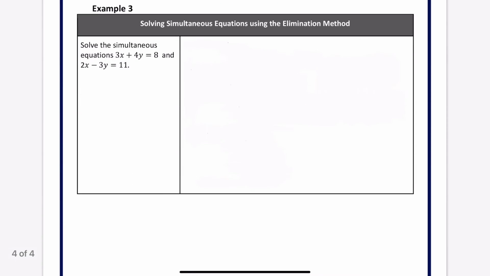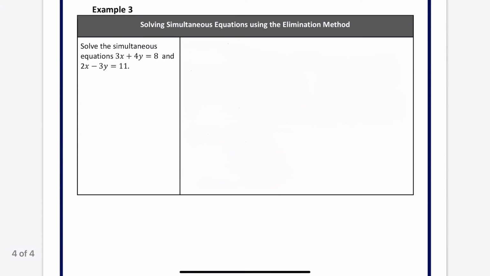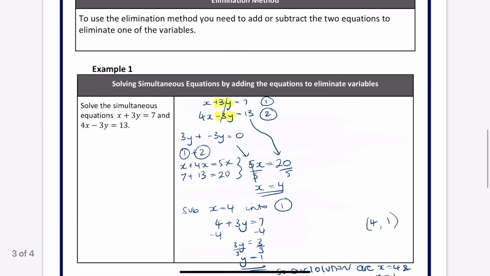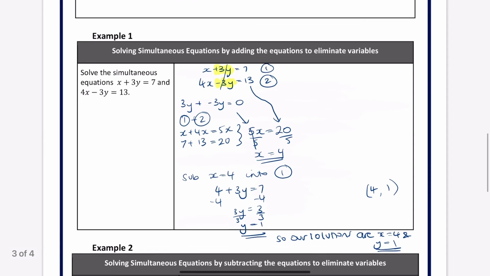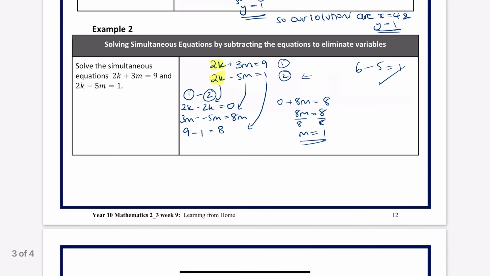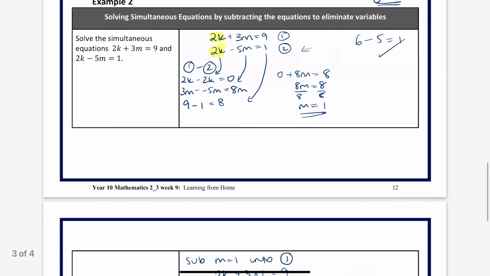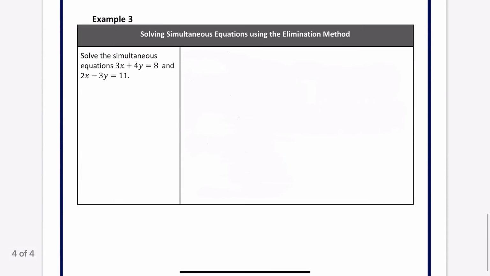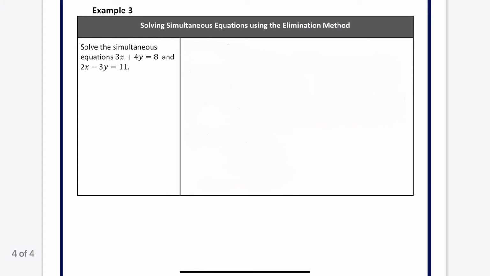Okay, let's go to the last one and we'll choose which method to use. In the first one, we added because they were opposite signs, and in the second one, we minused because they are the same sign. Now this one, solving simultaneous equations using elimination, we have to solve 3x plus 4y equals 8 as our first equation, with 2x minus 3y equals 11.